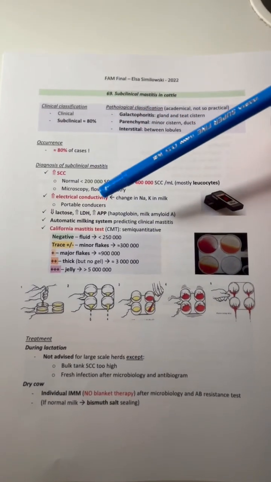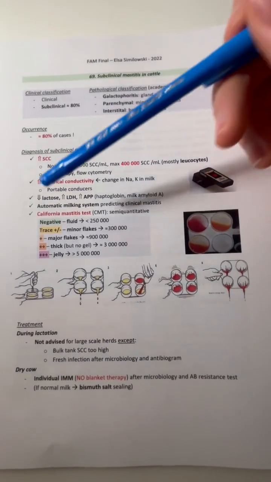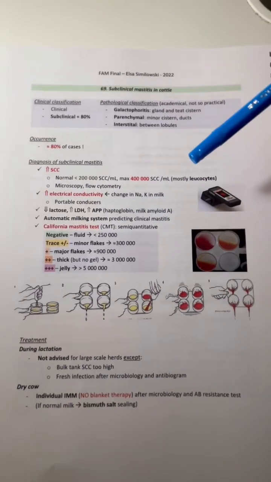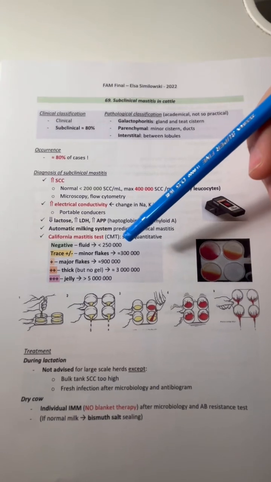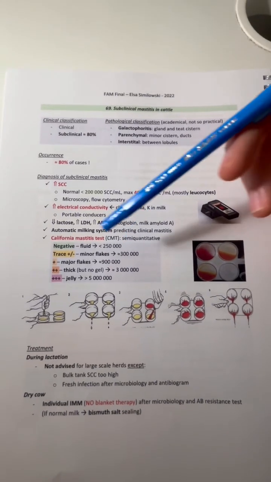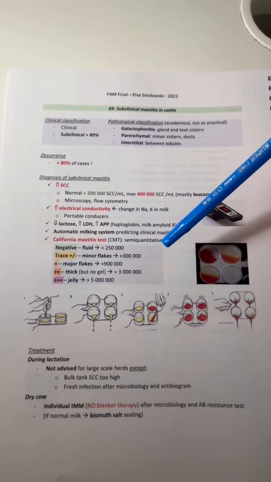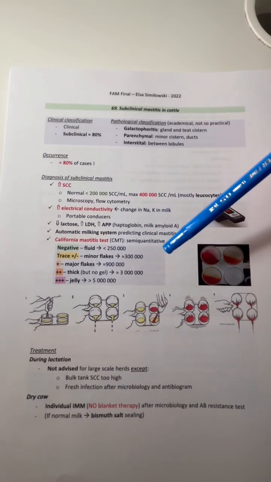Automatic milking systems are able to predict clinical mastitis. And then there's also the California mastitis test. It's semi-quantitative. If there's a negative fluid, it's less than 250,000 somatic cell count. If there is a trace, you'll see minor flakes around 300,000 somatic cell count. If there's major flakes, you'll see 900,000 somatic cell count.